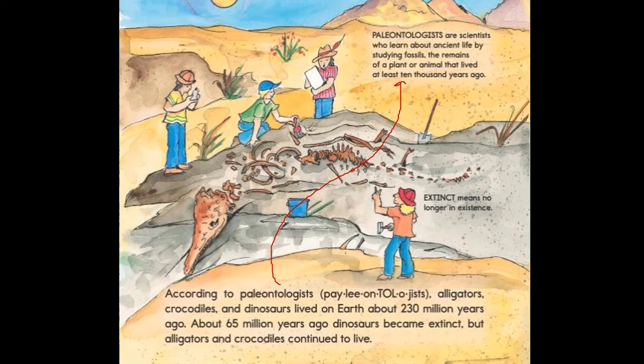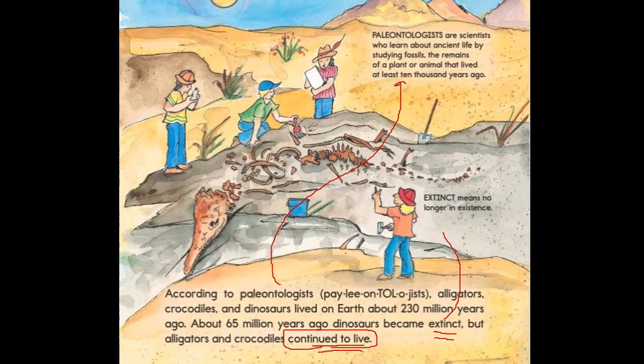About 65 million years ago, dinosaurs became extinct. Extinct. Oh, wait a minute. I'm looking around the page. Dinosaurs became extinct, but alligators and crocodiles continued to live. So alligators and crocodiles continued to live, but dinosaurs did what? Could that be the opposite of live?